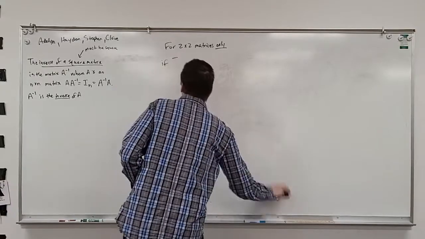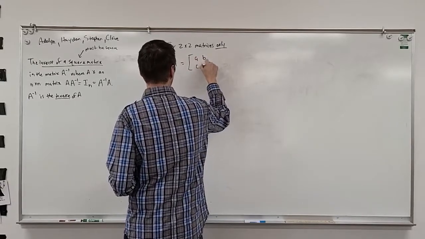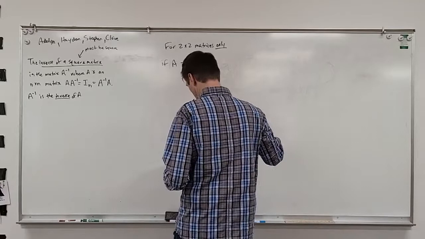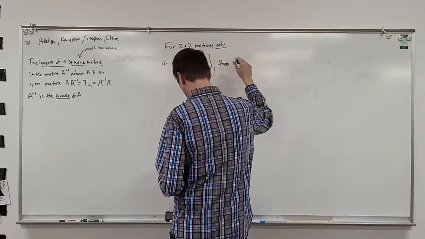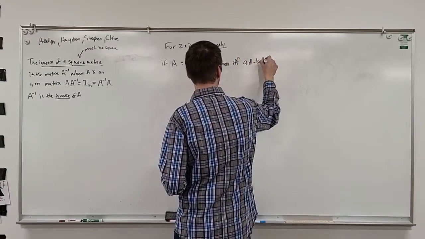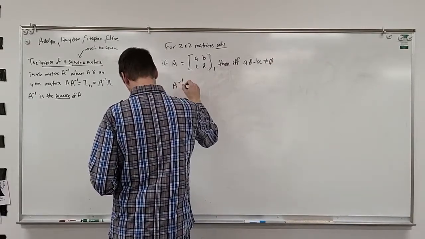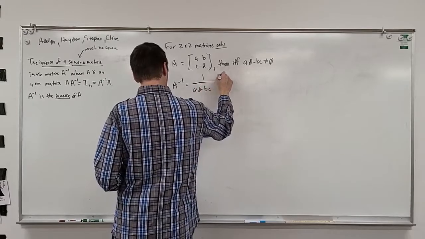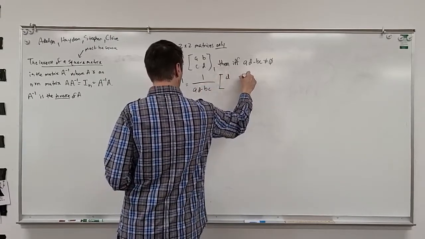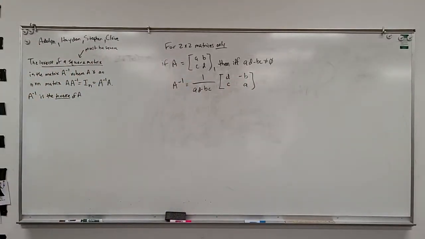If A equals the matrix with rows A, B and C, D, then if and only if AD minus BC does not equal 0, A inverse equals 1 over AD minus BC times the matrix D, minus B, minus C, A. So using that formula there will give you the inverse.